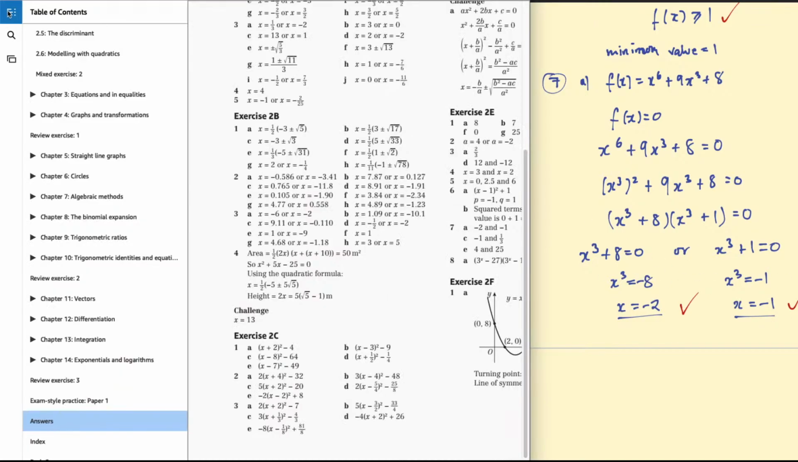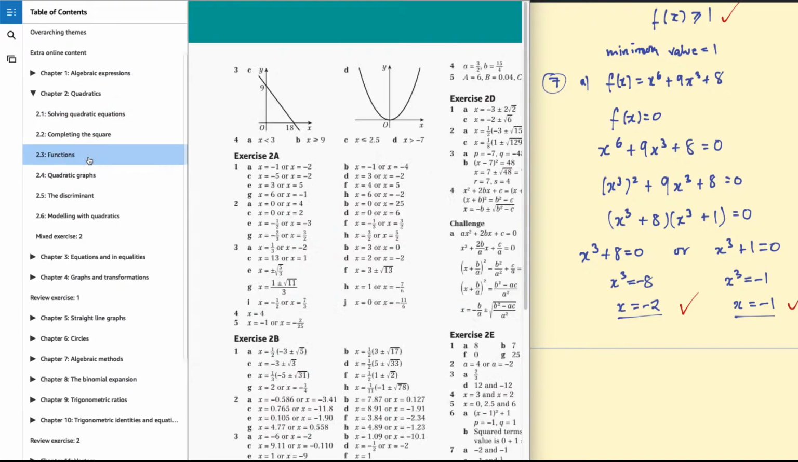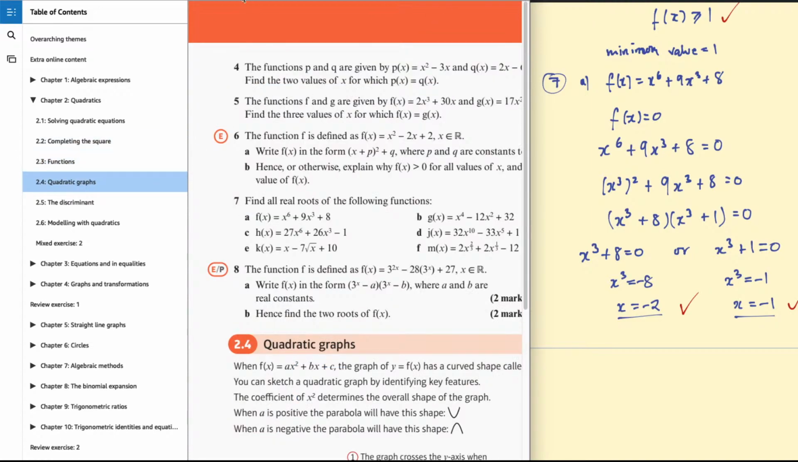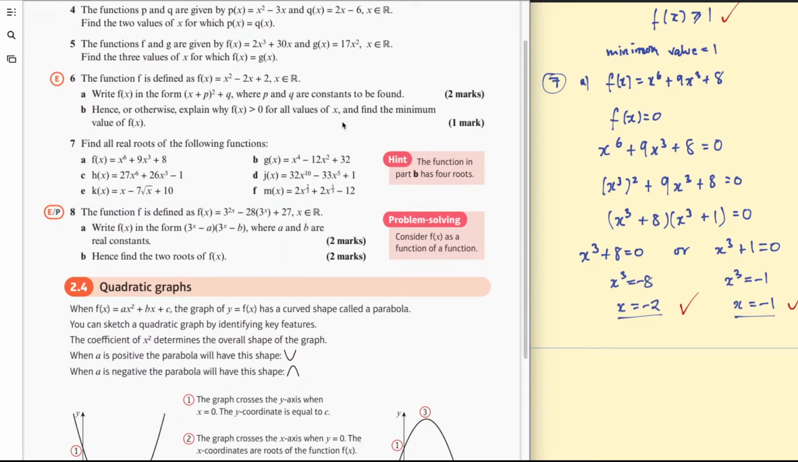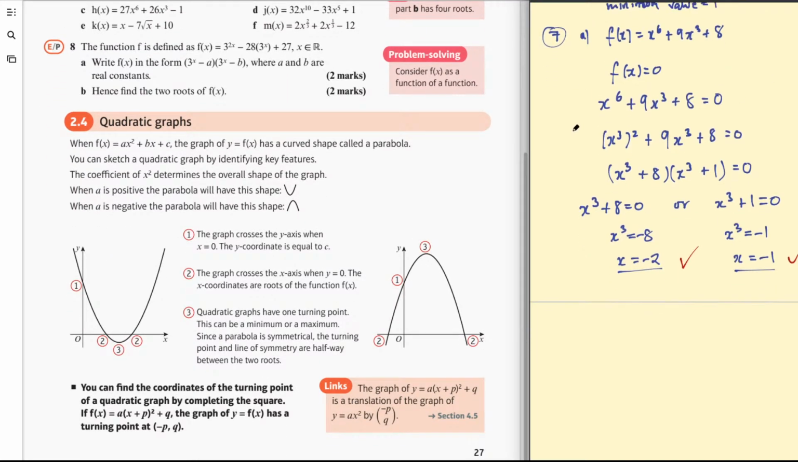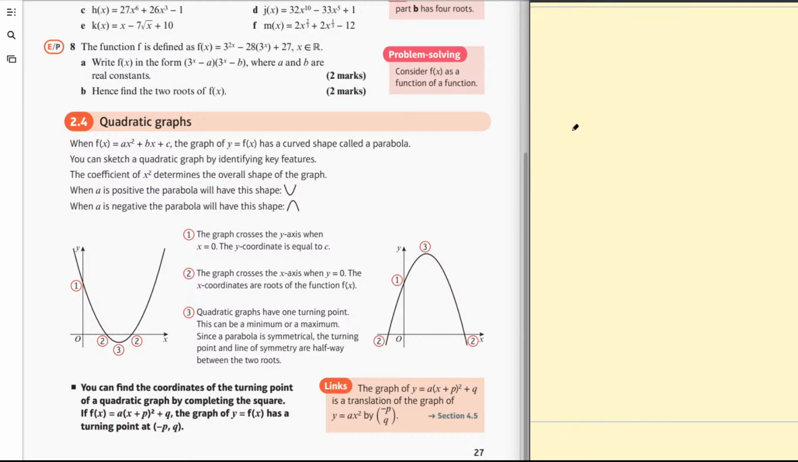Okay. Alright, so that was pretty much revision of functions for GCSEs. We don't go into too much detail on functions in GCSEs, so that's definitely worth revising. Okay, making good progress here. We're on to 2.4.